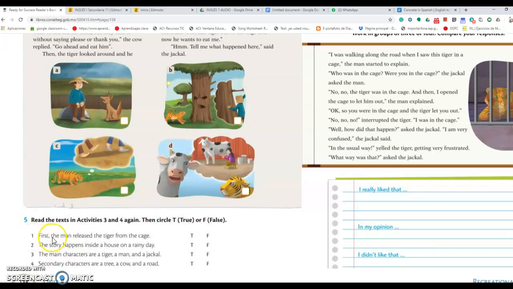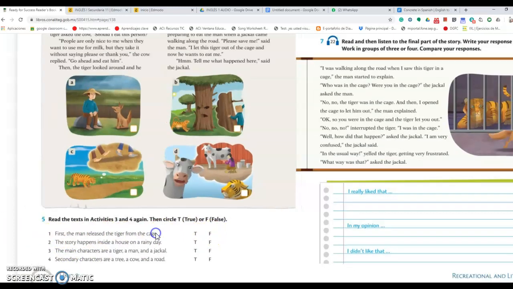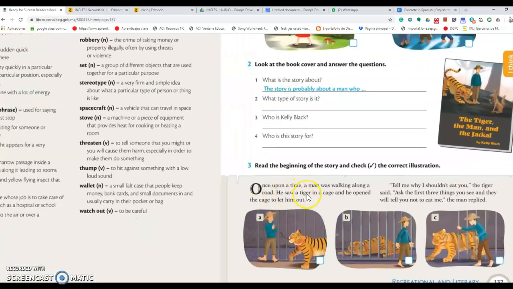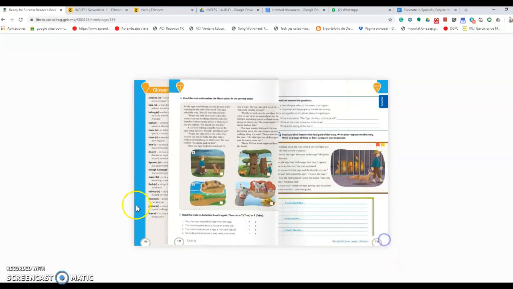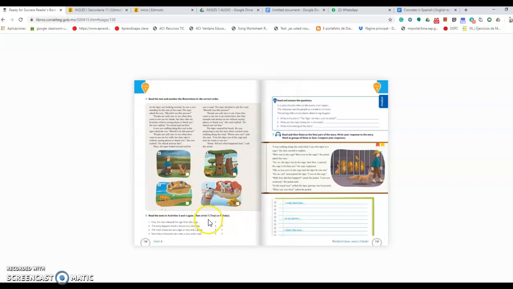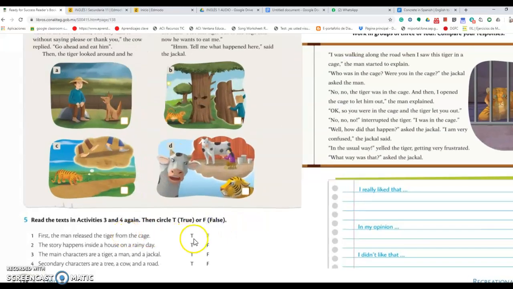Number 1 says, first, the man released the tiger from the cage. True or false? Do you remember? It's here. He saw a tiger. This man was walking, and he saw a tiger in a cage and opened the cage to let him out. So this is right. This is true. The man released the tiger from the cage. So number 1 is true.